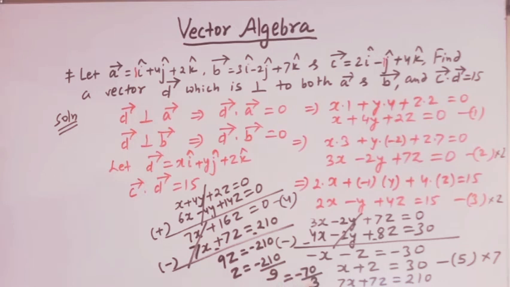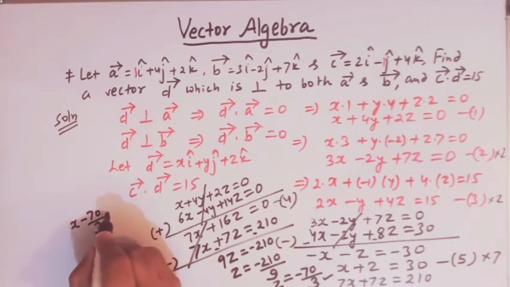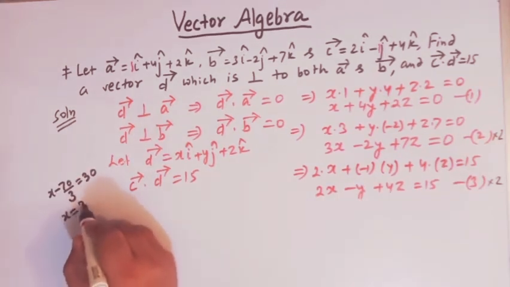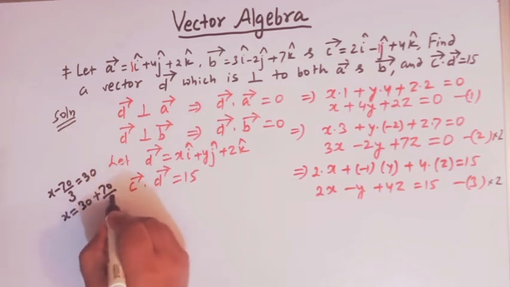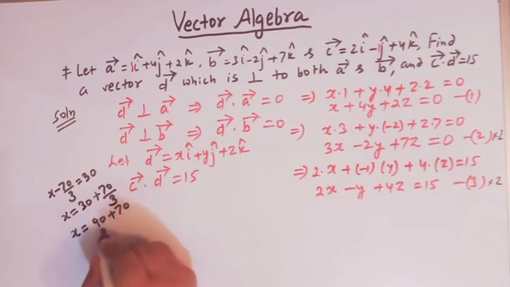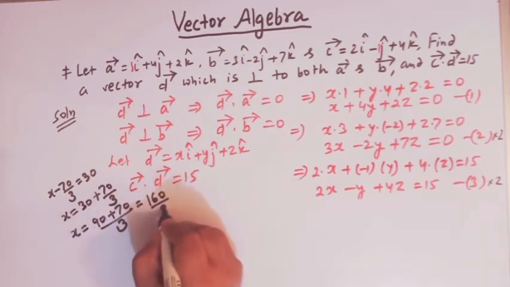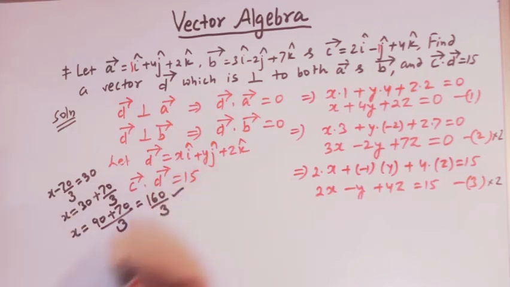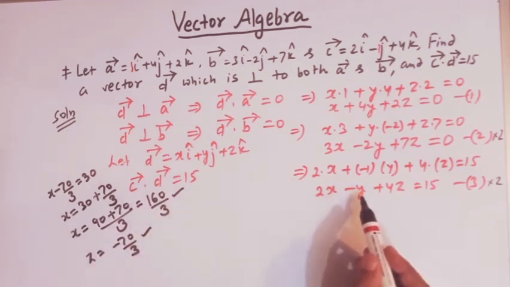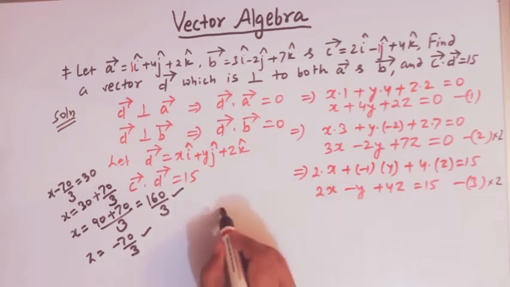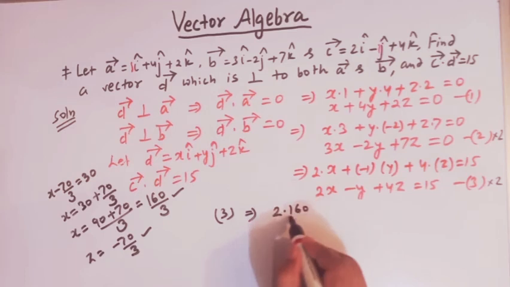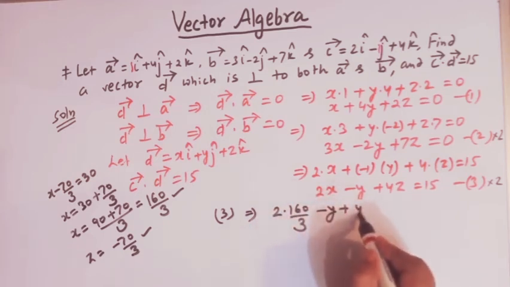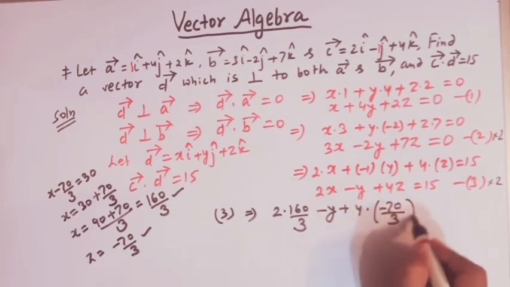Now when z is minus 70 by 3, we can obtain the value of x from equation 5 by substituting this value of z here, right? So we have x - 70/3 = 30. Now x is equal to 30, taking this term to this side, plus 70 by 3. So this is 90 plus 70 divided by 3. So we have 160 by 3, right? So the value of x is 160 by 3, and the value of z which we have obtained is minus 70 by 3. Now in order to find the value of y, let us substitute these two values in equation number 3. So we get 2 times 160 by 3, minus y, plus 4 times minus 70 by 3 equal to 15.